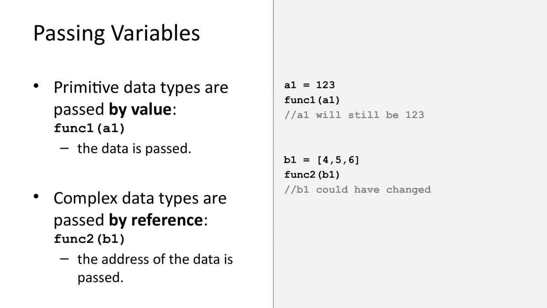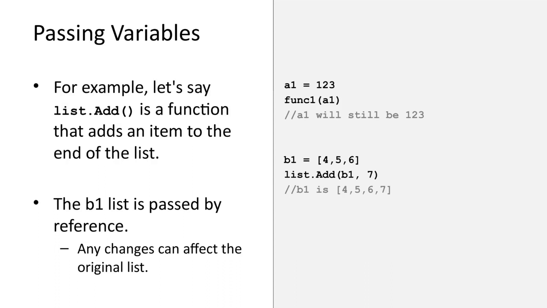Let's look at the second behavior where primitive and complex data types differ. This happens when passing variables to functions. For primitive data types, the data is copied and passed to the function for processing. This is called passing by value. For complex data types, the address is copied and passed to the function for processing. This is called passing by reference.